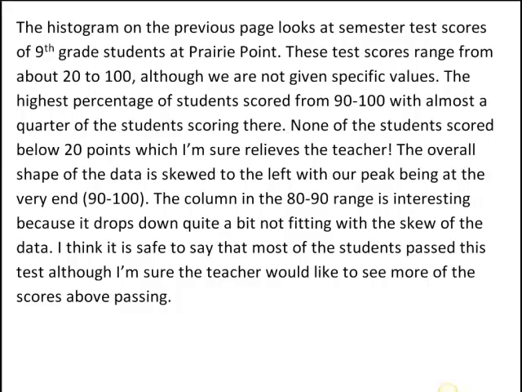The column in the 80 to 90 range is interesting because it drops down quite a bit, not fitting with the skew of the data. So there I wanted to address the fact that the 80 to 90 column was kind of unique. So I just put that in there. I mean, it doesn't really fit with anything we've talked about, but that's fine. It's something interesting to add. And then I close with the fact that I think it's safe to say most of the students pass this test, although I'm sure the teacher would like to see more of the scores above passing. All right, so that might be a good example of what a stronger paragraph would look like for this data distribution.